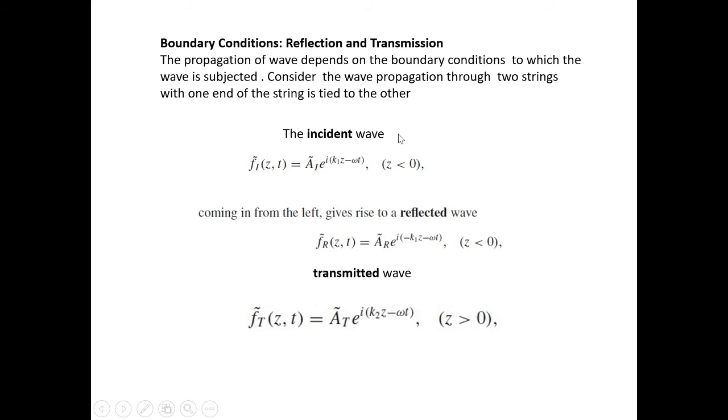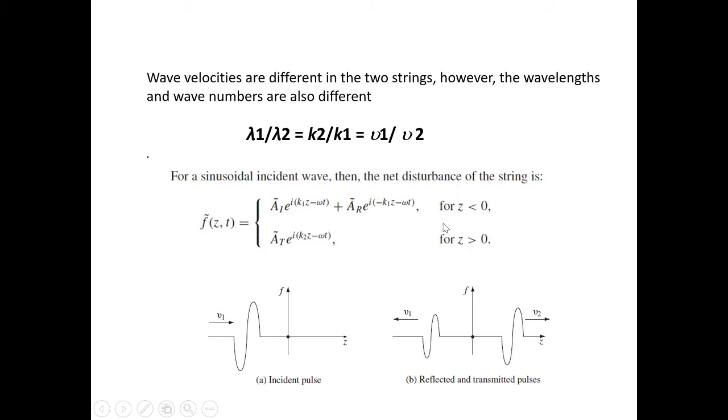First we use the incident wave, f_i(z,t), where i represents the incident, equal to the complex form: a_i e raised to i(k1 z minus omega t). Coming to the boundary from the left, it gives rise to the reflected wave. This is the boundary condition, and this is the incident wave.